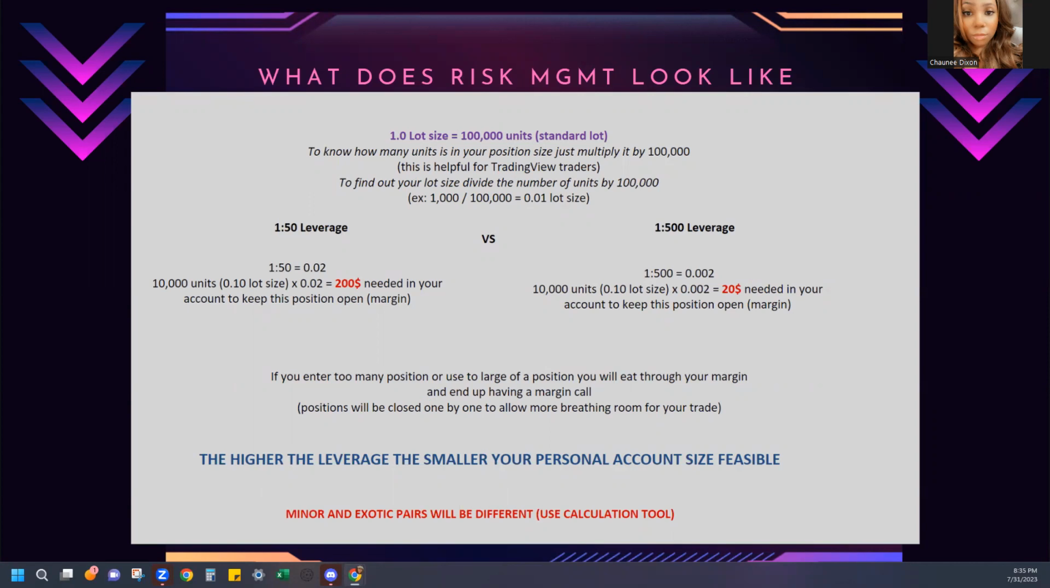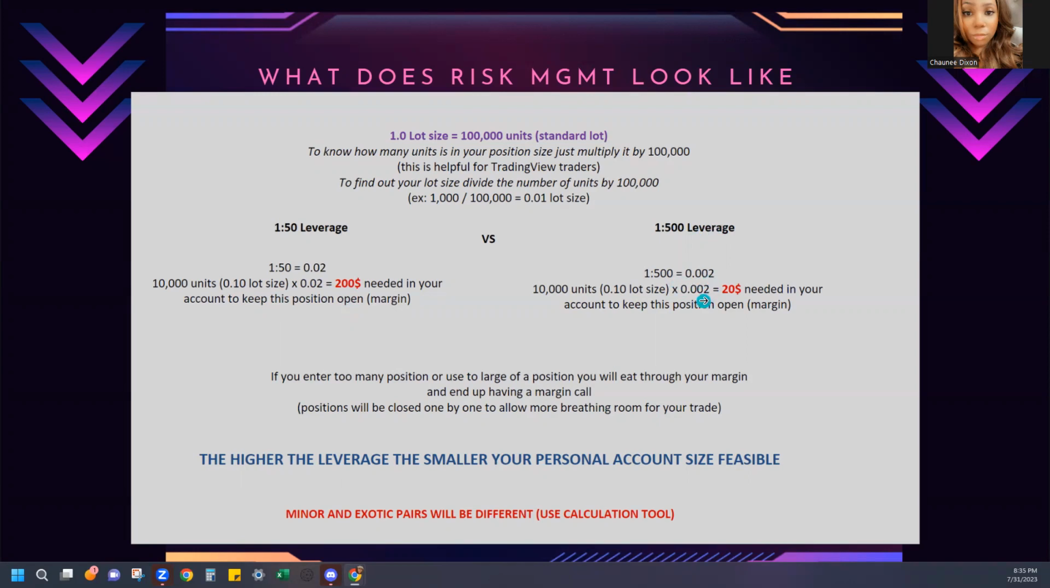So why does this matter? If we divide 1 by 50, you're going to get 0.02, which is 2%, right? What that tells you is you need 2% of the trade in your account to hold that position size. So if we're doing a 0.10 lot size, which is $1 per pip, and we multiply that by 2% in decimal form, it tells you you need $200 in your account to keep this position open. Now, versus the 1 to 500, if we divide that, you only need, I think that's 0.2%.